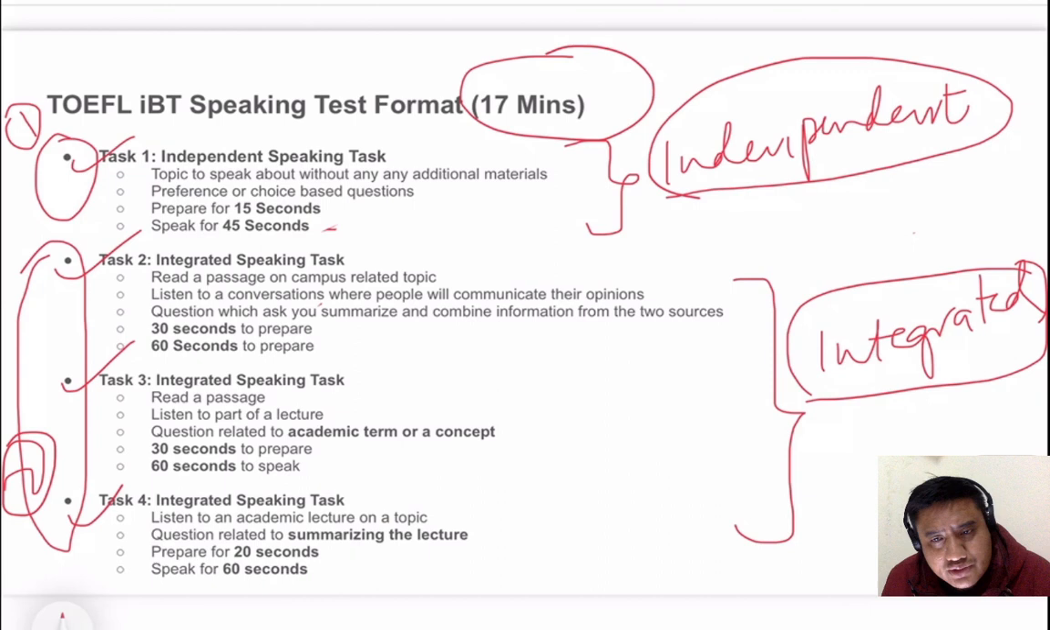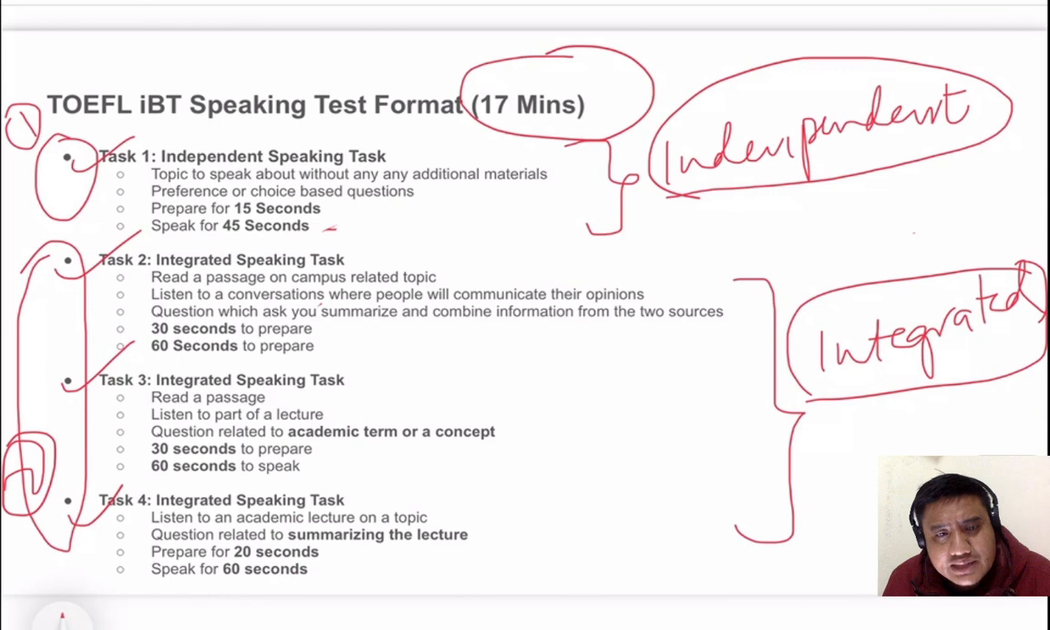In writing, we had to complete two tasks. Task one was integrated, where you had to read, listen to a particular topic, and then write an essay. And then task two was your independent, where the questions were on opinions, preferences and choice, and you had to write an argumentative essay. So it's very similar in your speaking also.